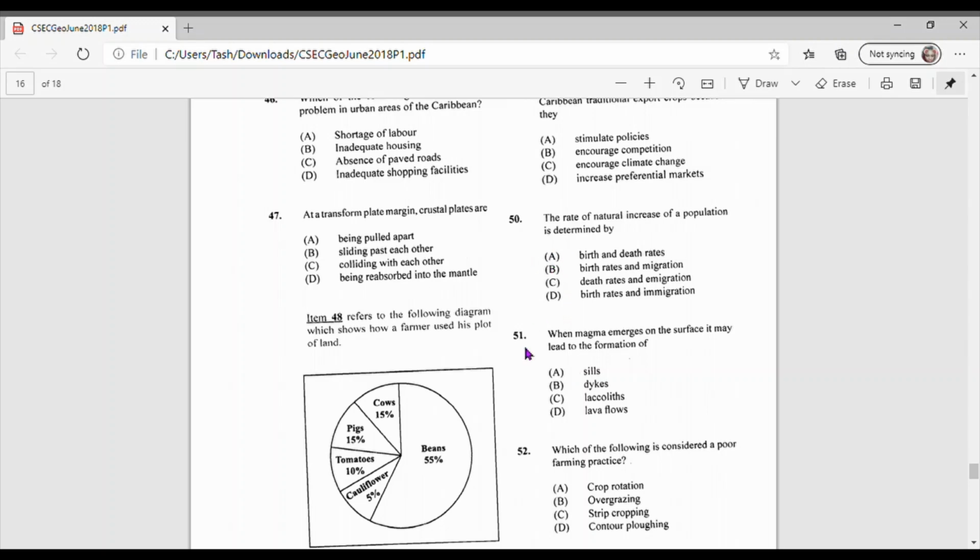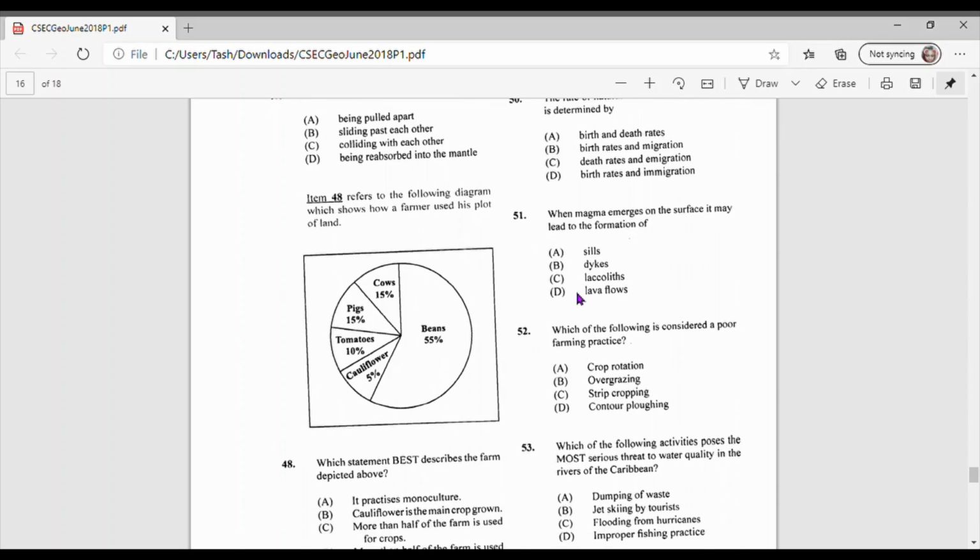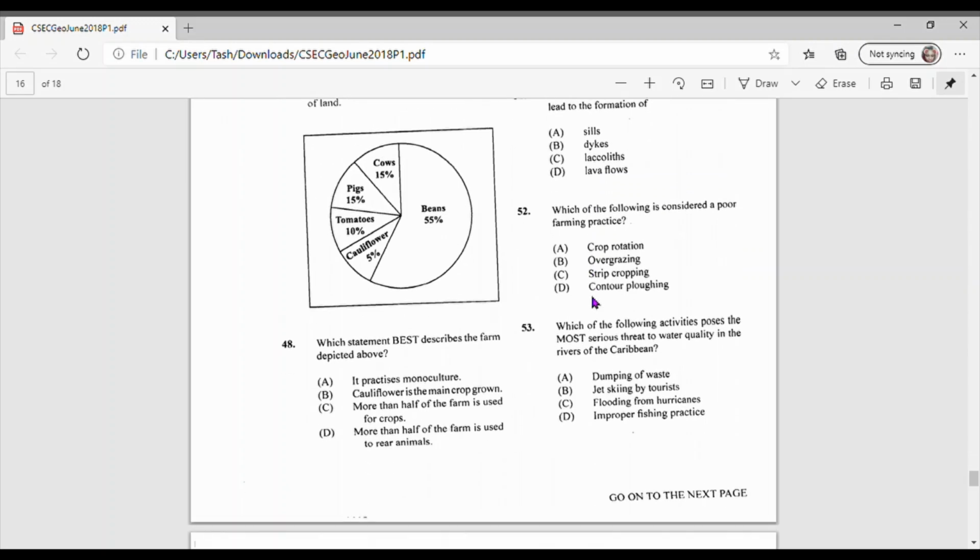51. When magma emerges on the surface, it may lead to the formation of sills, dikes, lakelets, or lava flow. Lava flow is the only surface volcanic feature here. So for 51, the answer would have been letter D. 52. Which of the following is considered a poor farming practice? A, crop rotation, B, overgrazing, C, strip cropping, D, contour plowing. For this one, it is going to be letter B, that is overgrazing.